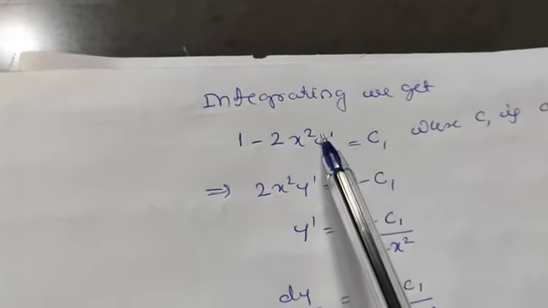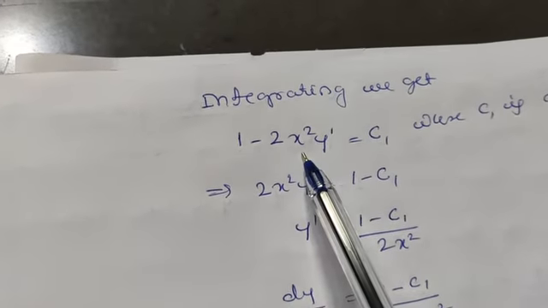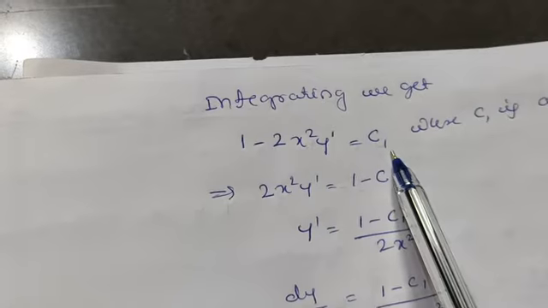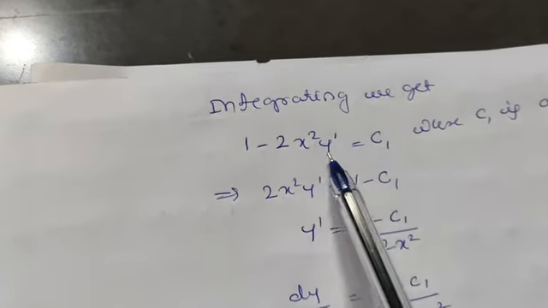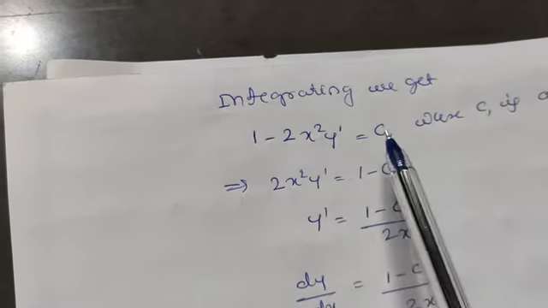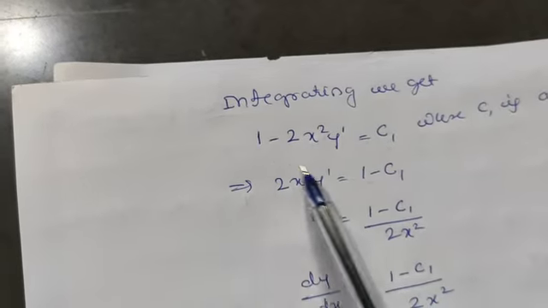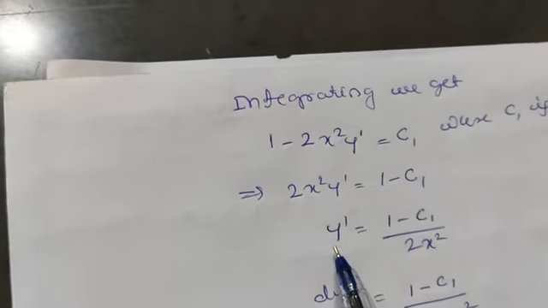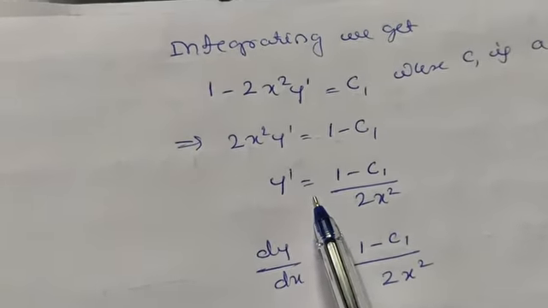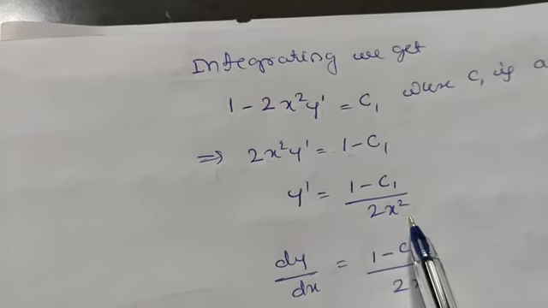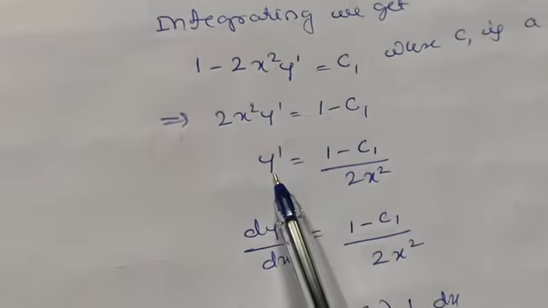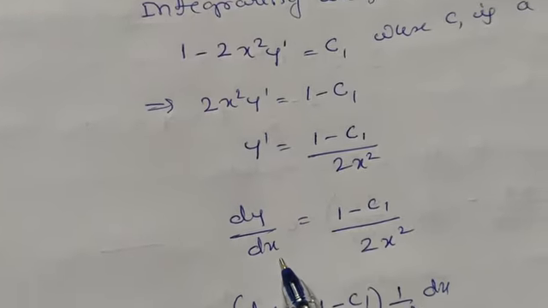So we want to find the value of y here. Let us separate the terms. So we can take this 2x²y' to the RHS. It becomes 2x²y' = take c1 to this side, so it is 1 − c1. So this implies y' = (1 − c1)/(2x²). And we know that y' is dy/dx.